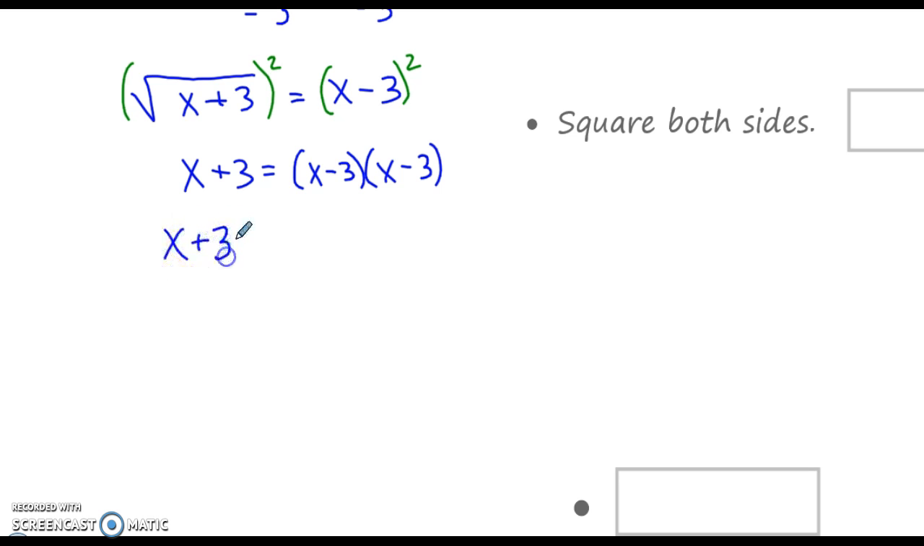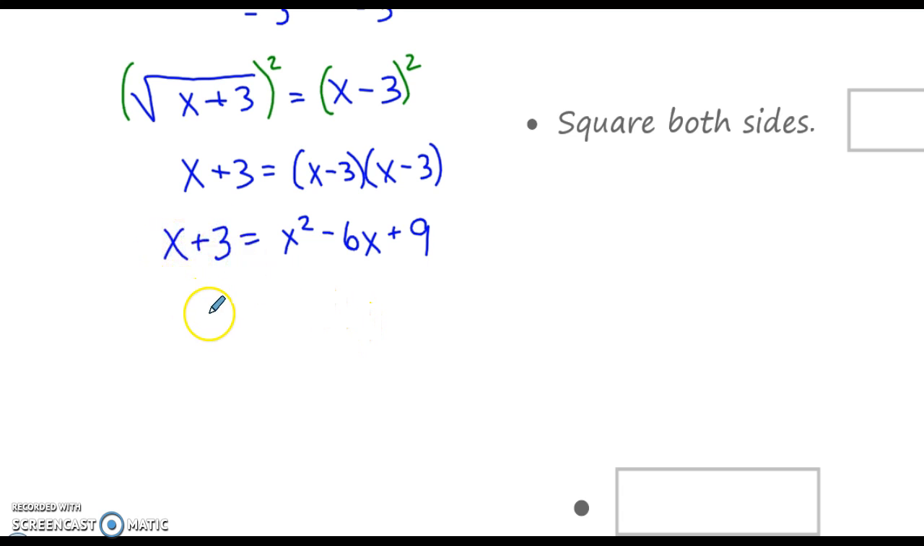So, on the right, x times x, minus 3x, and another minus 3x is minus 6x, and minus 3 times minus 3 is positive 9. So now, my equation, you can see, doesn't have any square roots anymore. Oh, but look at that. It is a quadratic. Luckily, we just spent a lot of time going over all the methods for solving quadratics.